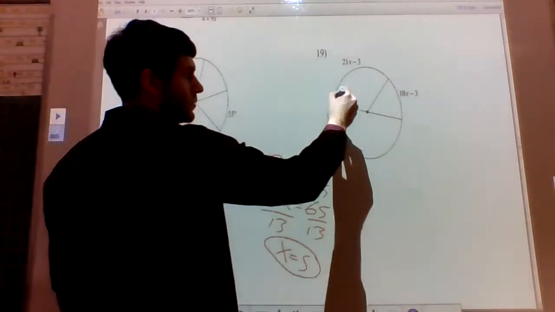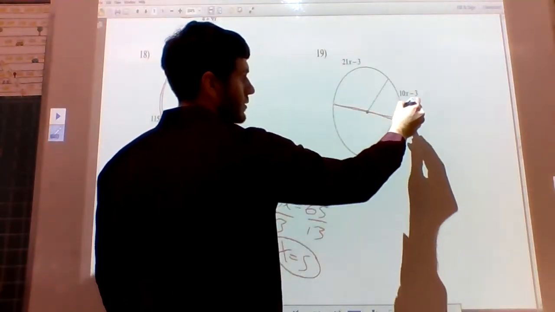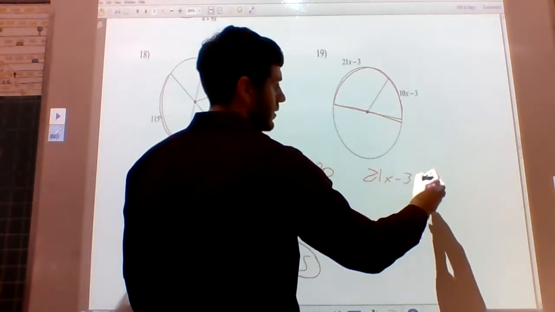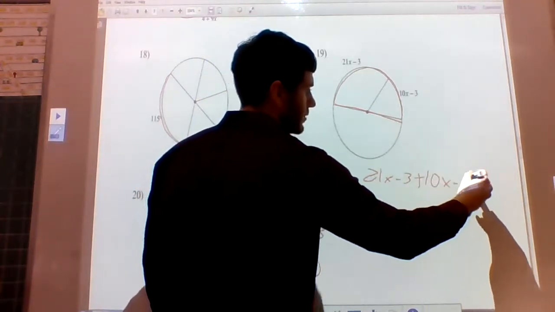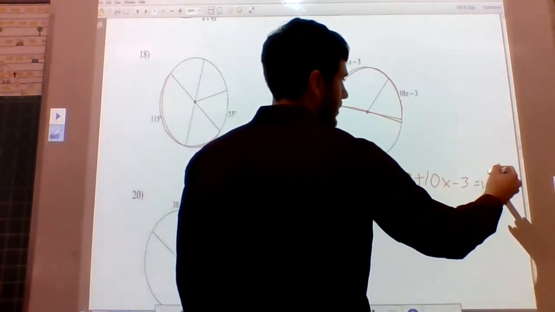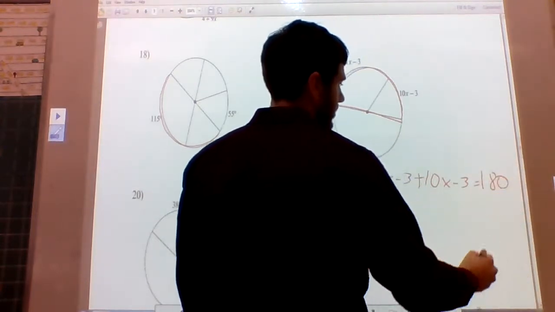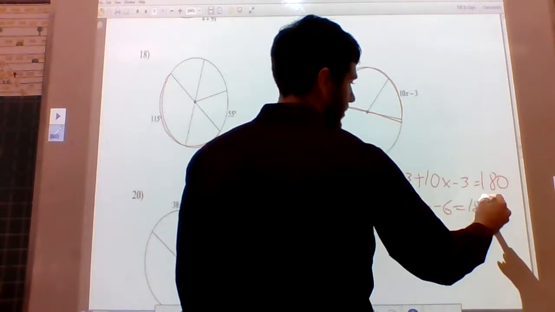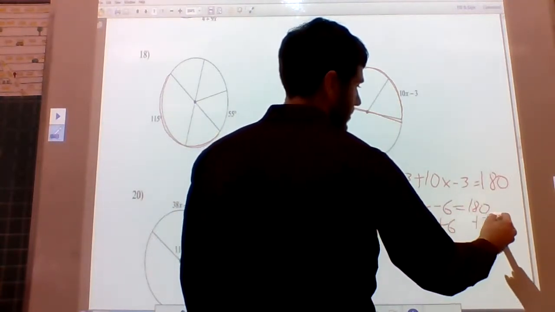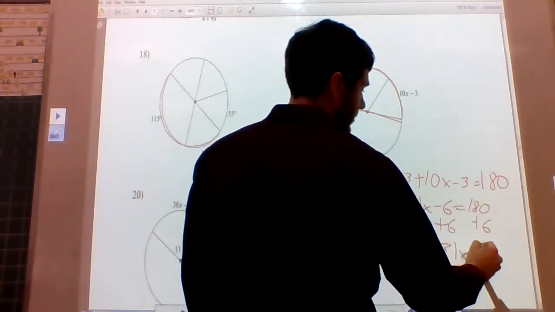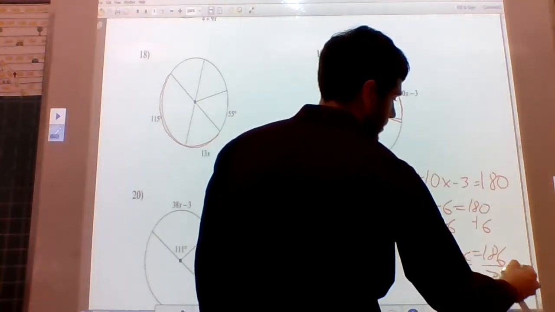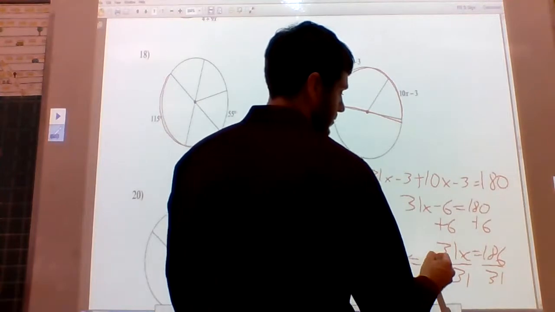Here again, we have a half circle, a diameter, so we have a semicircle here. So 21x minus 3 plus 10x minus 3 equals 180. So we have 31x minus 6 equals 180. So we add 6. 31x equals 186. Divided by 31. And we get x equals 6.